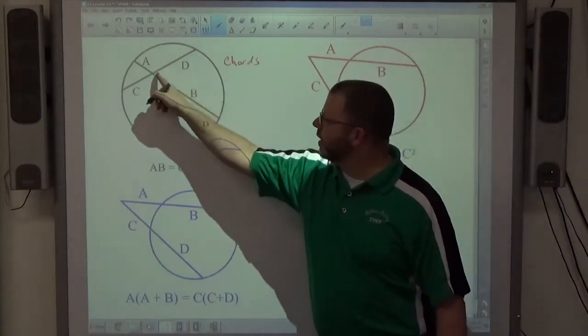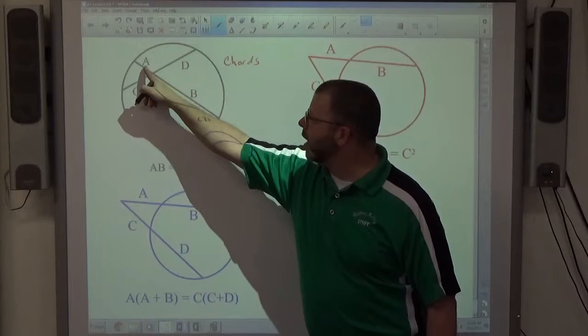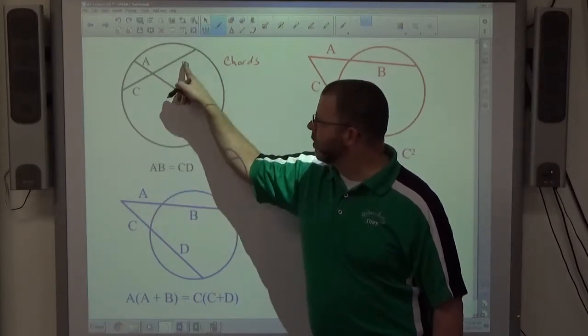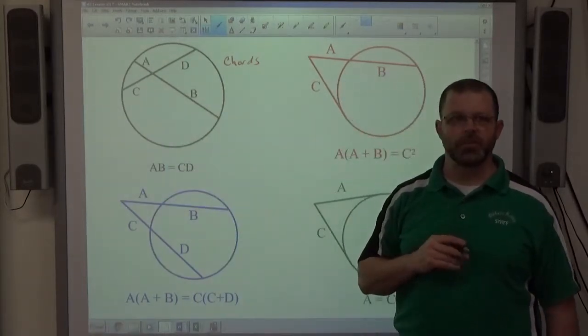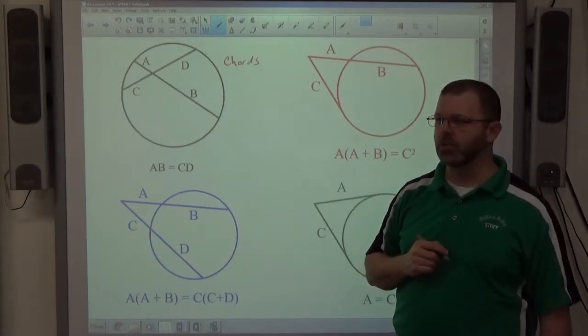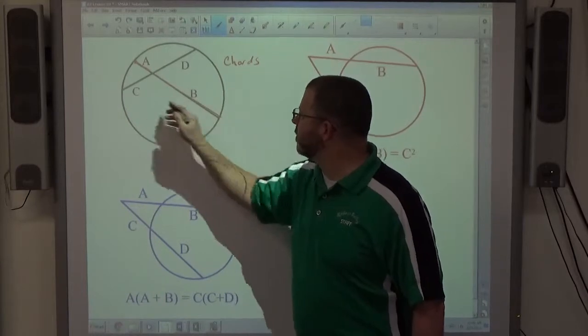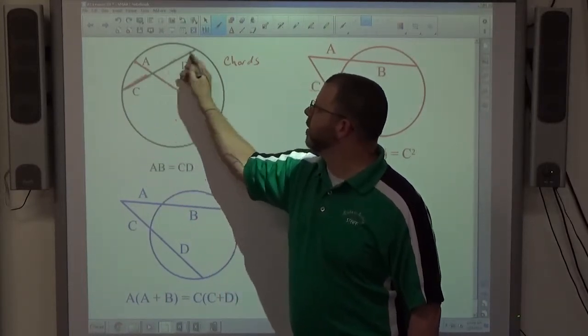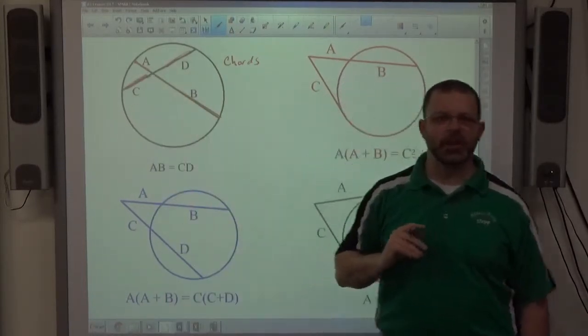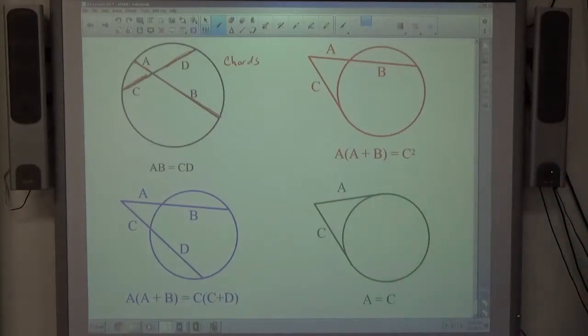If you have two intersecting chords inside a circle, the product of the pieces of one chord is equal to the product of the pieces of the other chord. That's just a basic relationship of circles and chords. So this A is this piece, B is this piece, C is this piece, and D is this piece. A times B is equal to C times D. That's always true, never false.